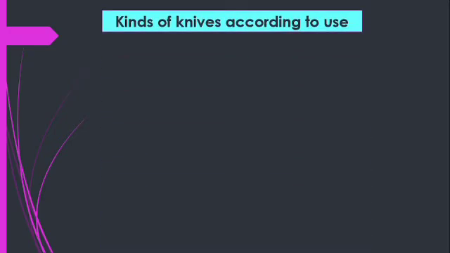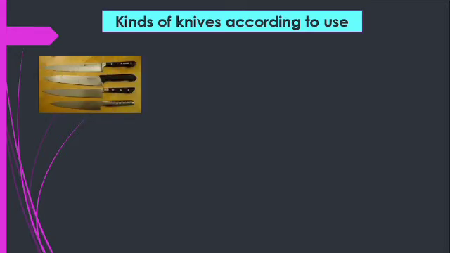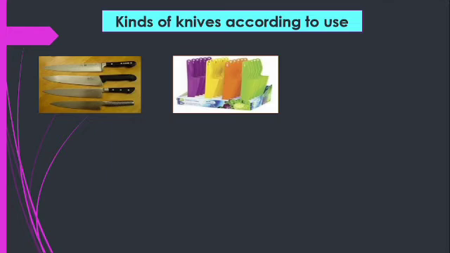Kinds of knives according to use. First, French knife is used to chop, slice, or mince food. Heavy knives have a sabre or flat grind. Fruit and salad knife is used to prepare vegetables and fruits.